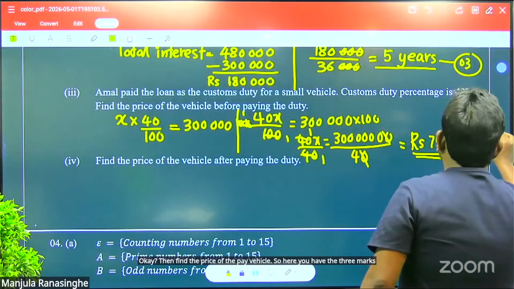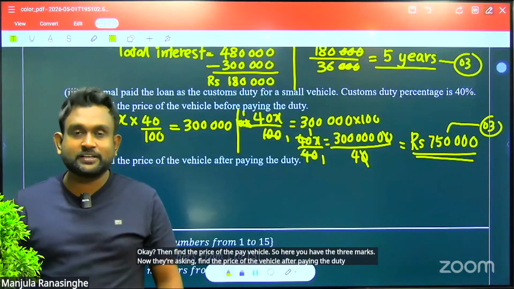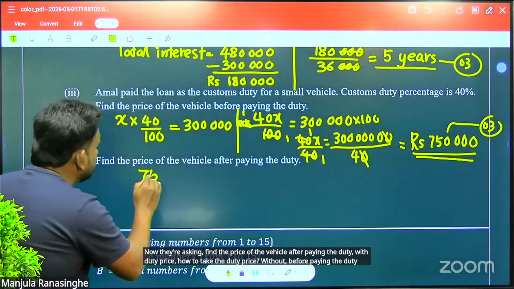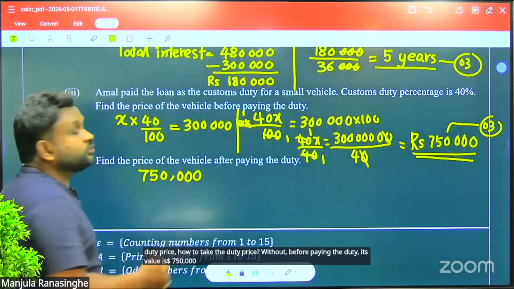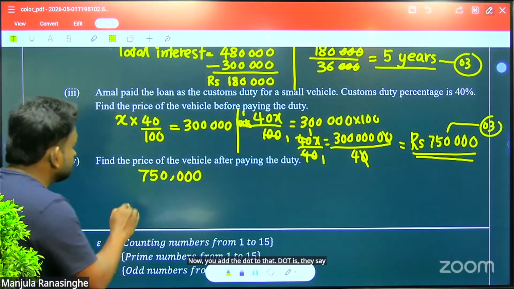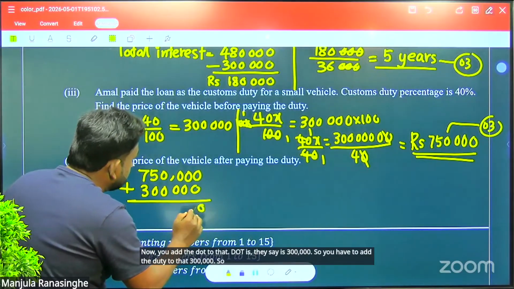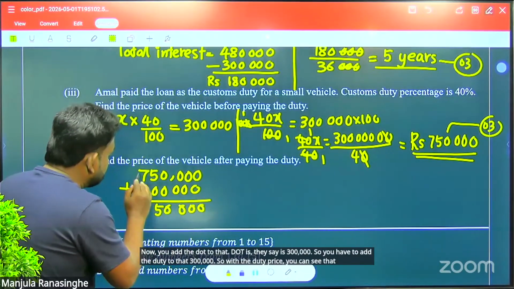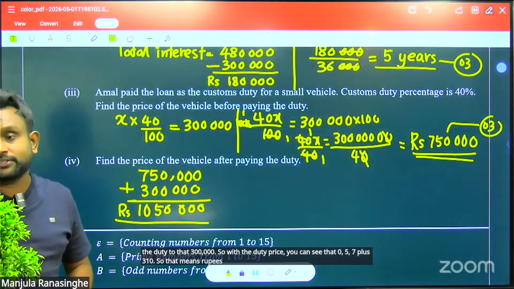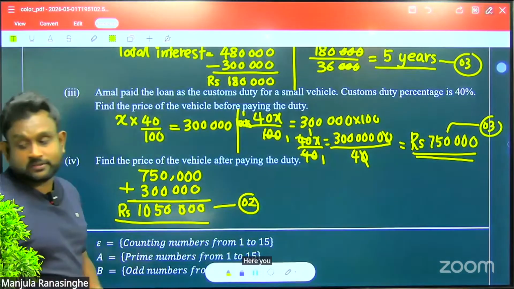Now they are asking to find the price of the vehicle after paying the duty, the price with duty. How do we take the price with duty? Before paying the duty, its value is 750,000. Now you add the duty to that. The duty is 300,000, so you have to add 300,000 to that. So with the duty, the price is 7 plus 3, 10, so that means rupees 1,050,000. Here you have another 2 marks allocated.